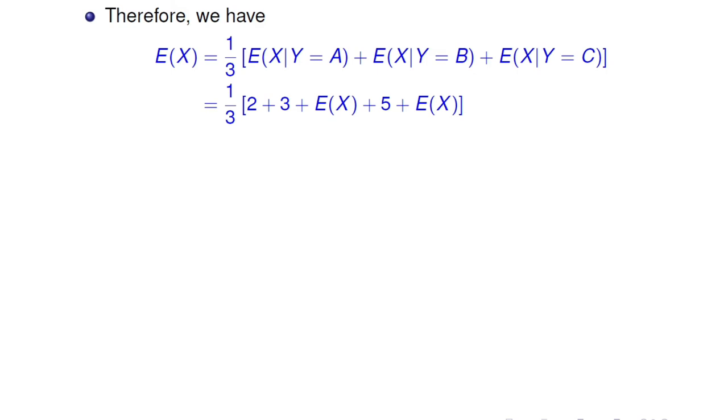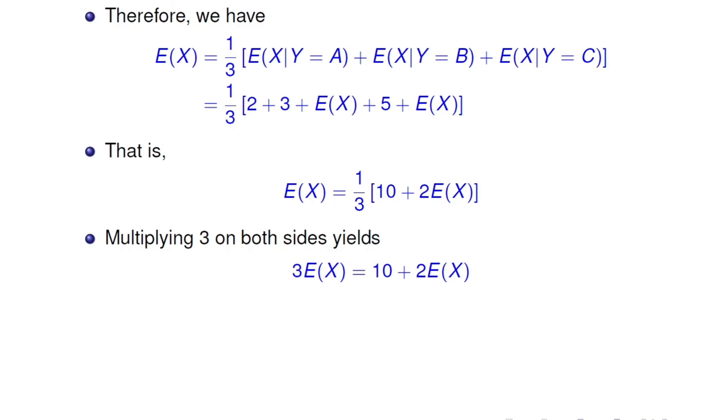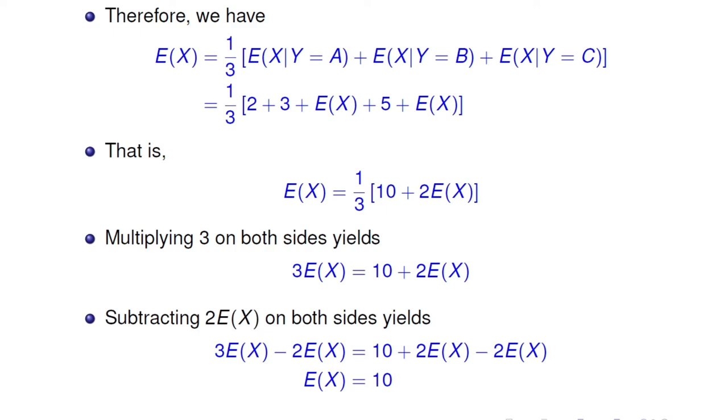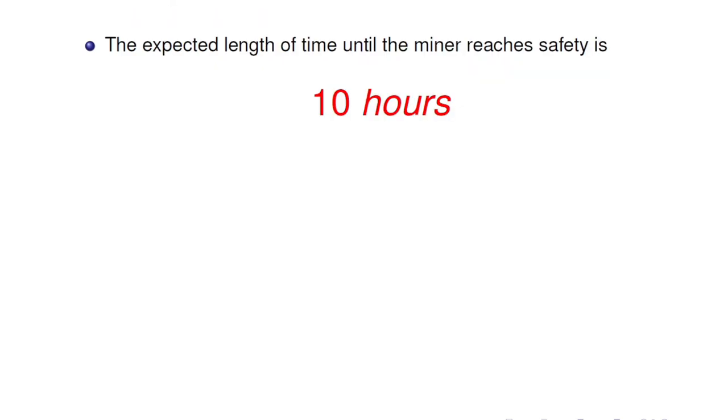Then, by substitution, we have the following equation. To simplify, we get the expected value of X equals 1/3 times 10 plus 2 times the expected value of X. If we multiply by 3 on both sides, we get 3 times the expected value of X equals 10 plus 2 times the expected value of X. If we subtract 2 times the expected value of X, we get that the expected value of X is simply 10. Therefore, the expected length of time until the man reaches safety is 10 hours.